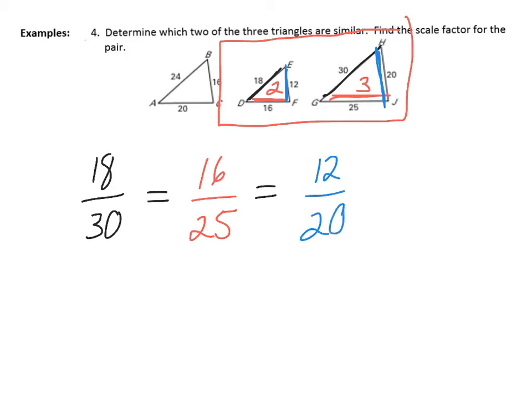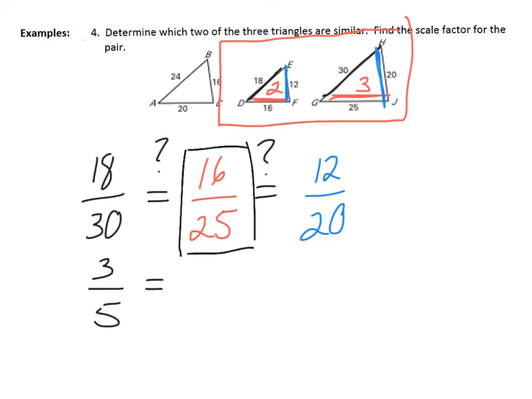Once again, it might not be obvious if these are actually equal, so let's just reduce them and see if we can figure it out. It looks like I'm going to end up with 3 over 5. But when I come to this middle ratio, I can't simplify it. So I'm going to be stuck with 16 over 25, which I can already tell is not going to be equal to 3 to 5.